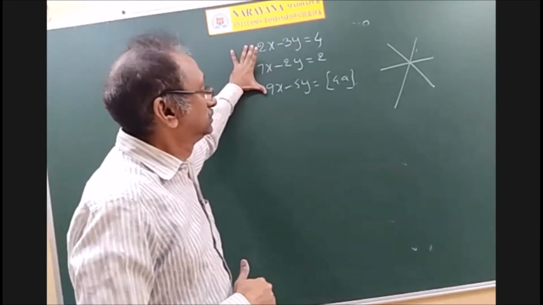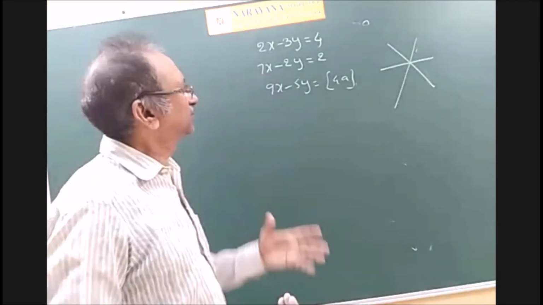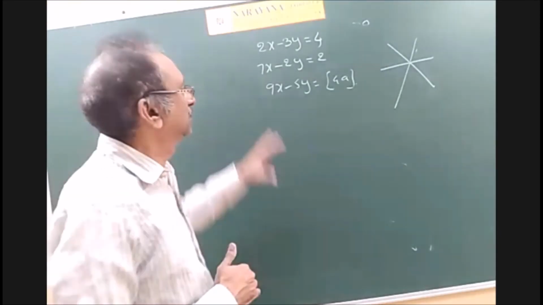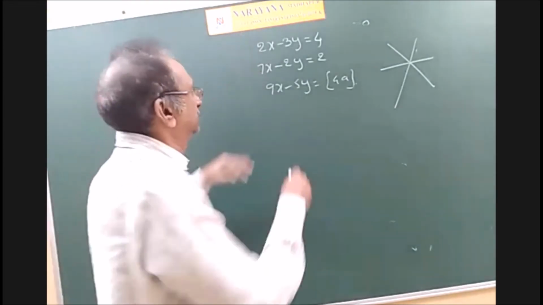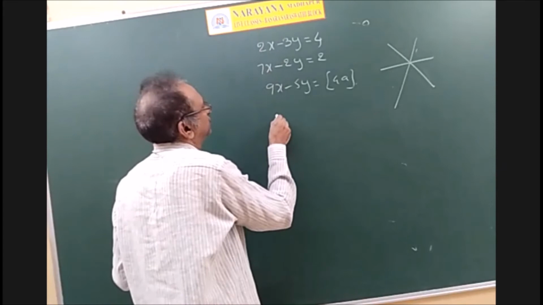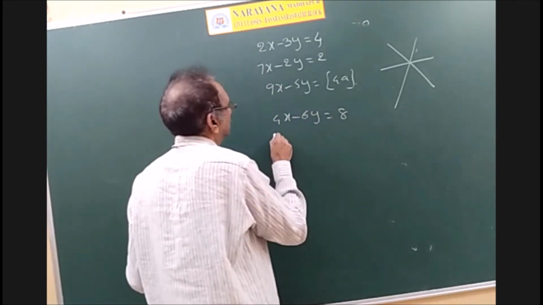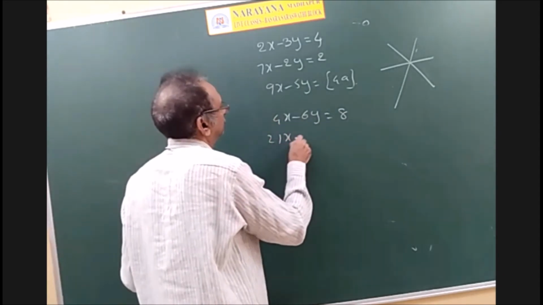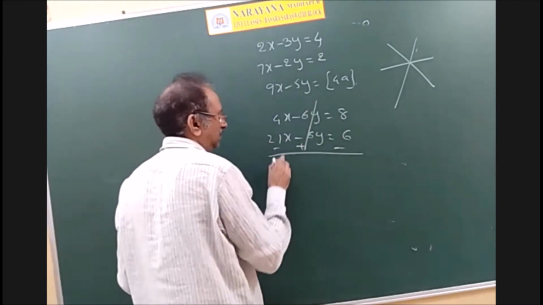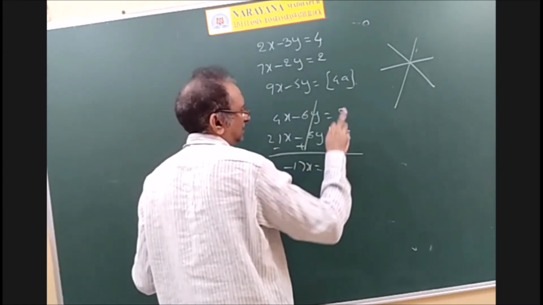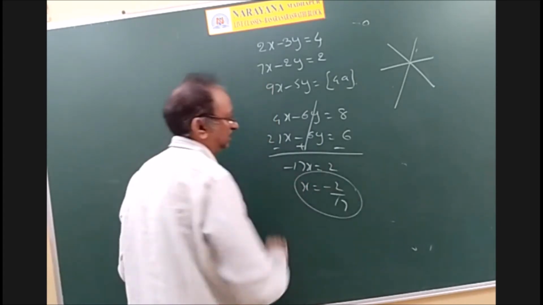And therefore, they must be concurrent. That means determinant must be equal to 0. But actually without determinant, how to discuss about this? For example, consider these two straight lines. To solve this, we get a point of intersection. See, I will multiply this with 2. That is 4x minus 6y is equal to 8. Multiply this with 3, 21x minus 6y is equal to 6. Subtract, cancel. This is minus 17x, and 8 minus 6 is 2. x is equal to minus 2 by 17.